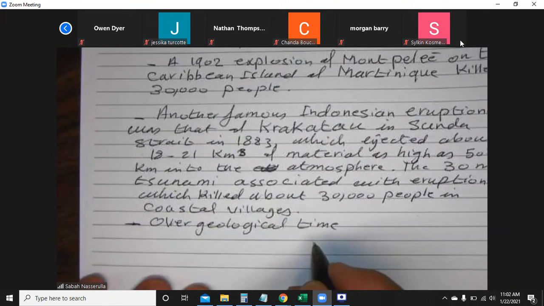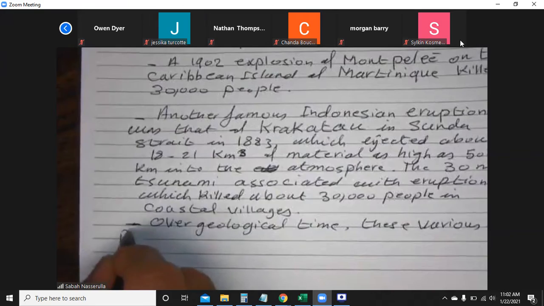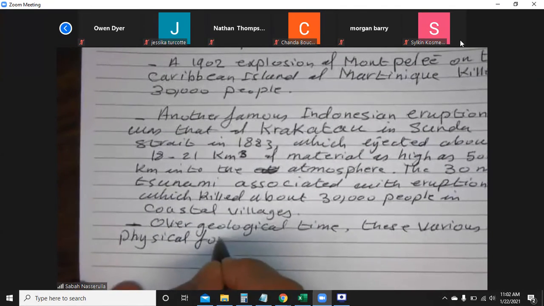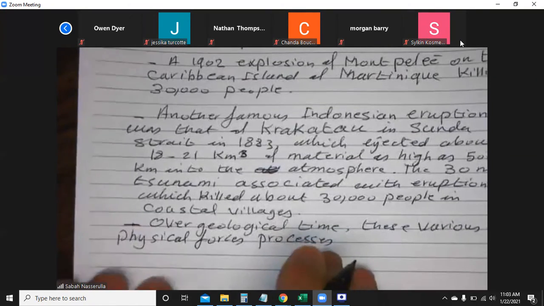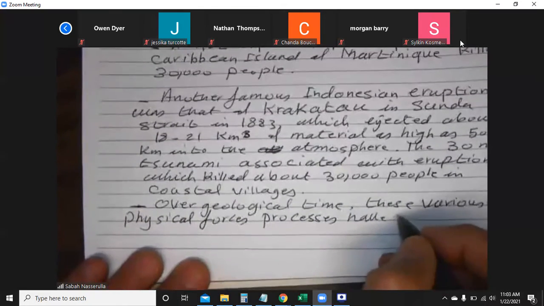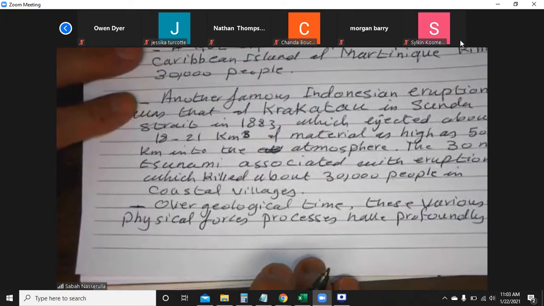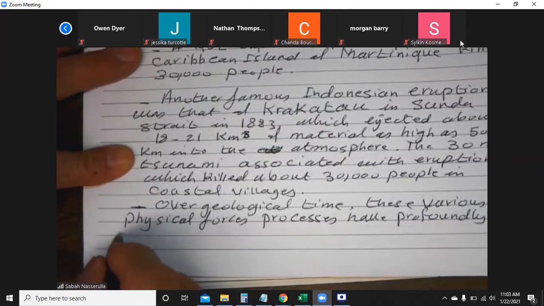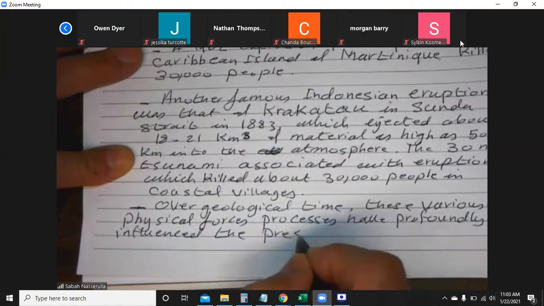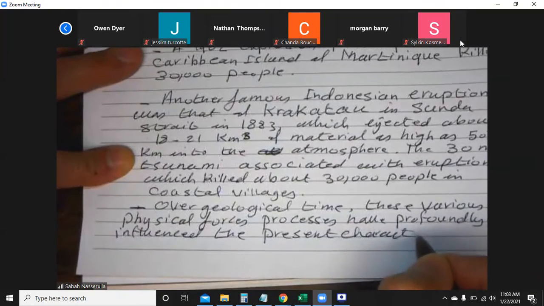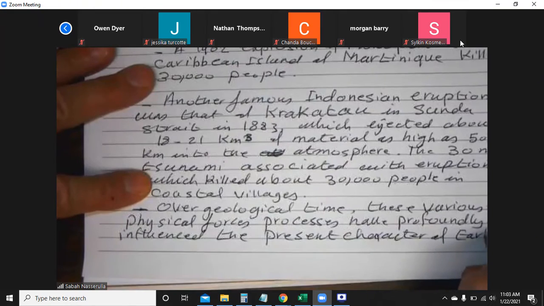Over geological time, these various physical forces or processes have profoundly influenced the present character of Earth. Call this the present character of Earth.